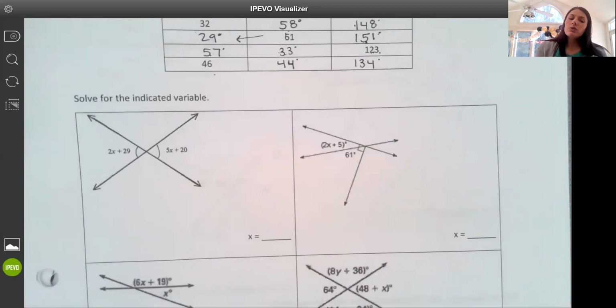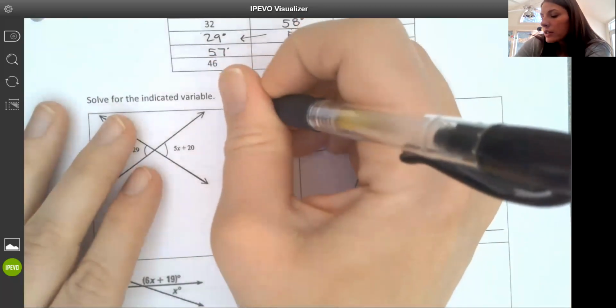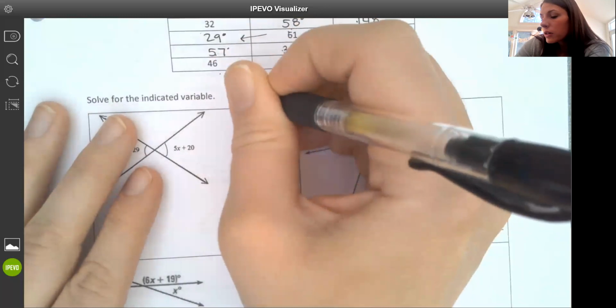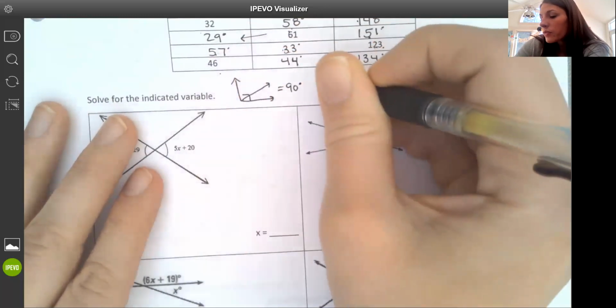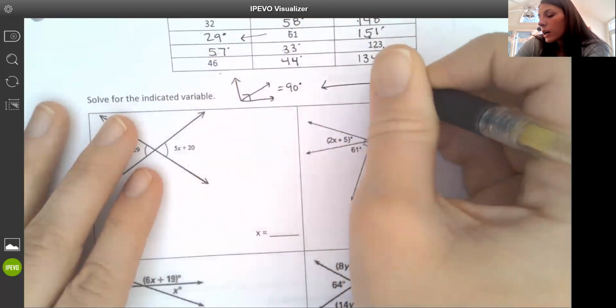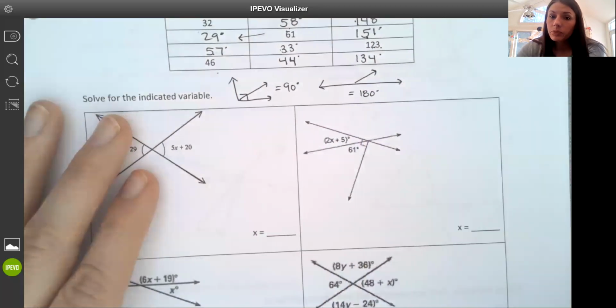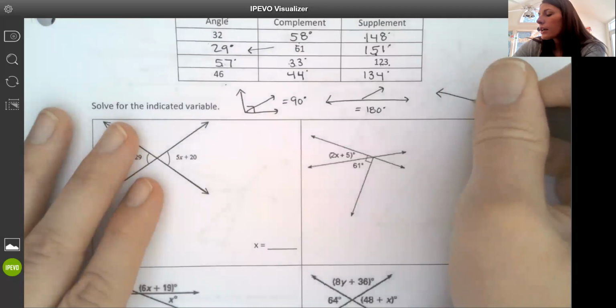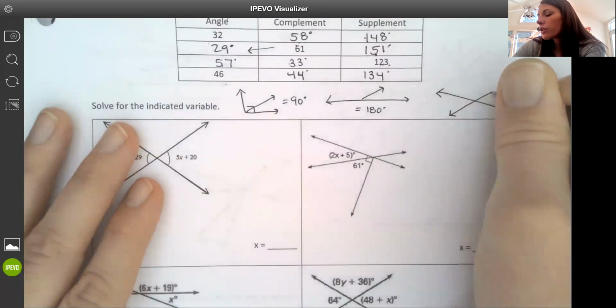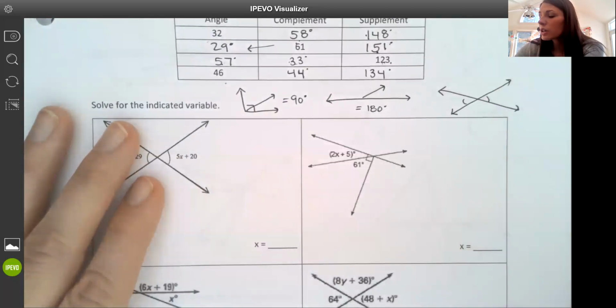So we had 3 angle relationships on notes number 8. One is complementary angles that equal 90 degrees. The other were our supplementary angles, which create a line, equal 180. And then the last angle relationship are our vertical angles, which are equal to each other.